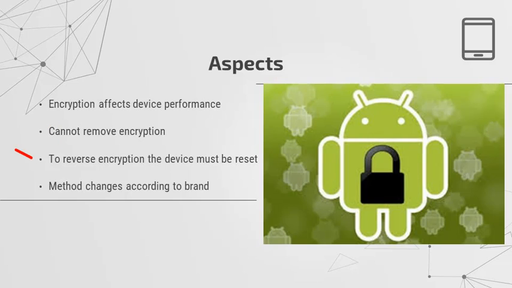But to reverse encryption, the device must be reset. This will cause all the information on the smartphone to be lost. Another drawback is that the method changes according to the brand of the smartphone.